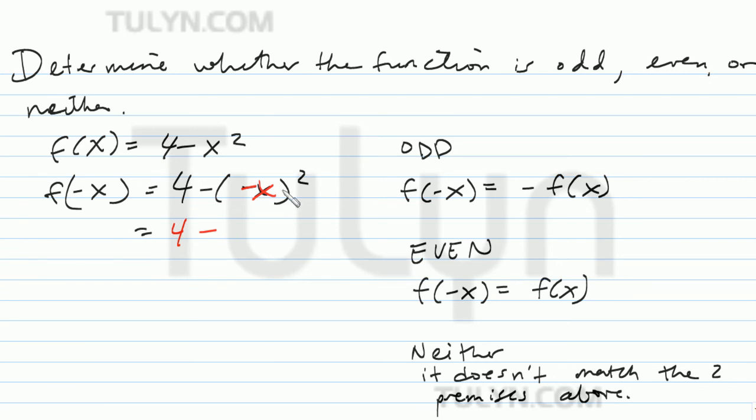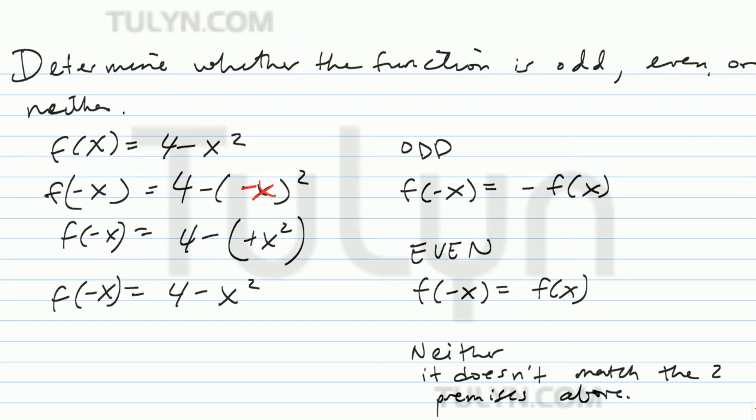Equals 4 minus negative x squared. Negative x squared is negative x times negative x. And that'll be 4 minus negative x times negative x, which is positive x squared, equals 4 minus x squared. So let's outline that. That is f of negative x.